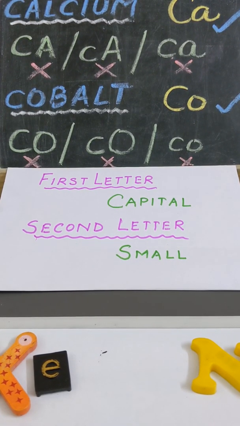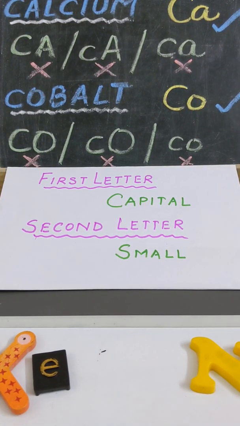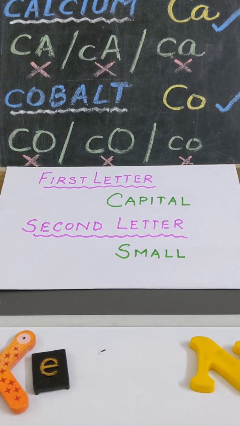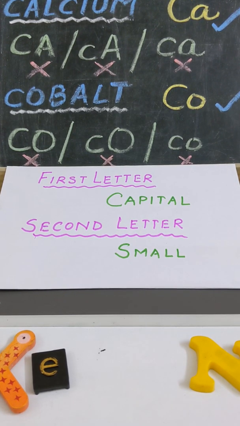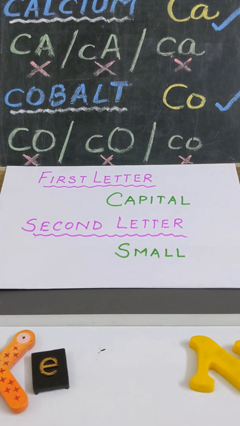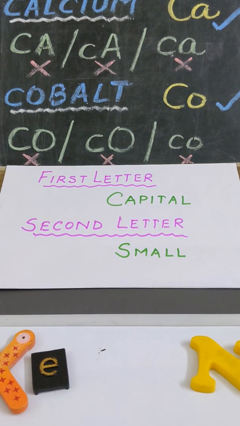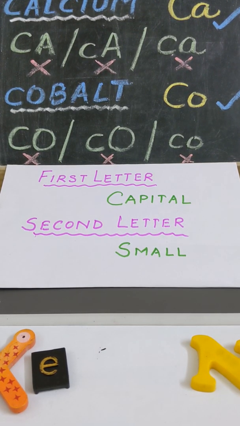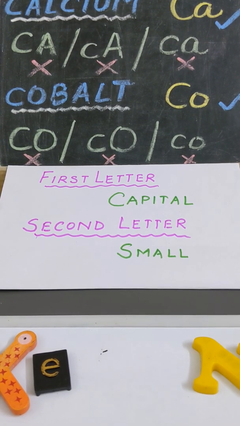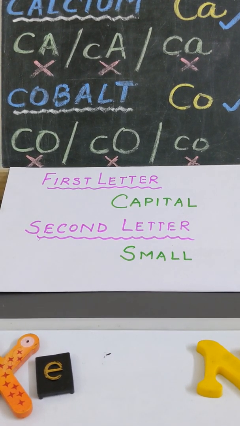However, the symbols can never be written as capital C, capital A, or small c, capital A, or small c and small a. These are the wrong symbols for calcium. For cobalt, the symbols cannot be written as capital C, capital O, or small c, capital O, or small c and small o. These are the wrong symbols for cobalt.